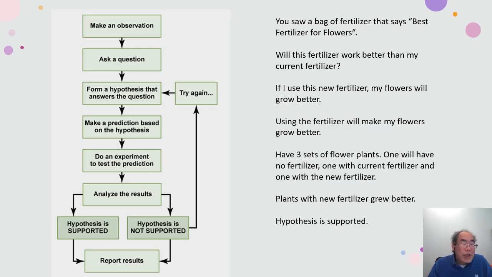And then we make a prediction based on the hypothesis. Using the fertilizer will make my flowers grow better. And then we perform an experiment to test our hypothesis. So we set up our control plants, positive and negative controls, and then our experimental plants, using the new fertilizer, and we observe what happens.